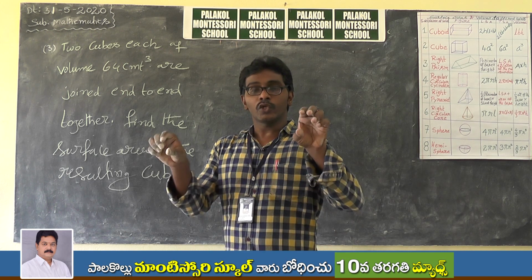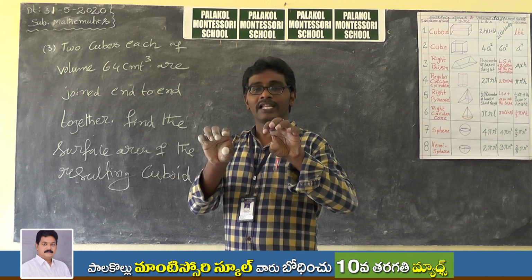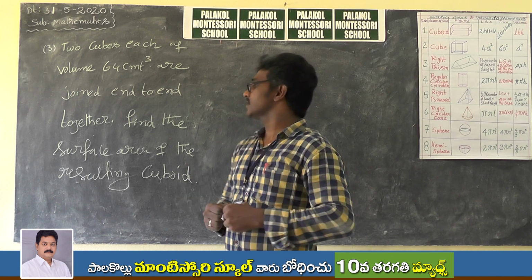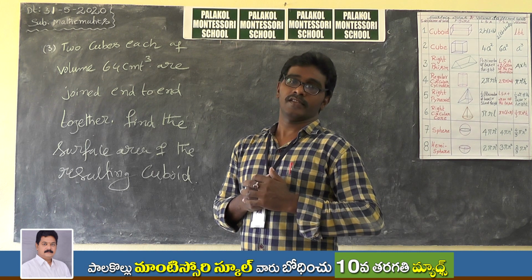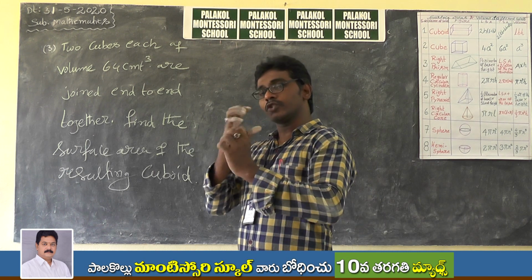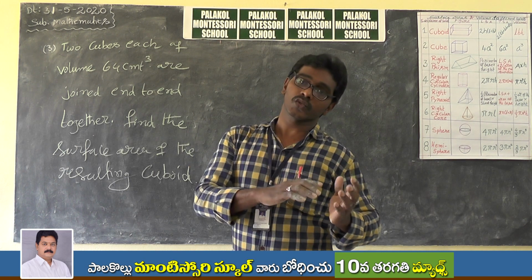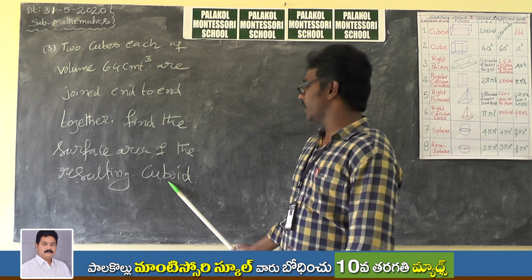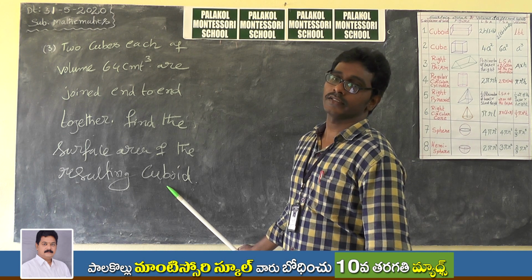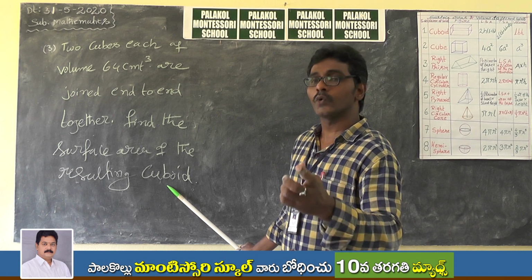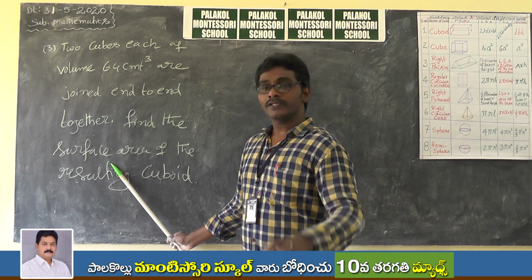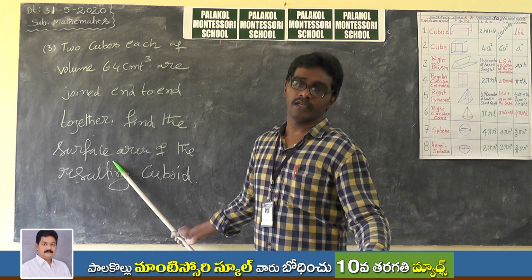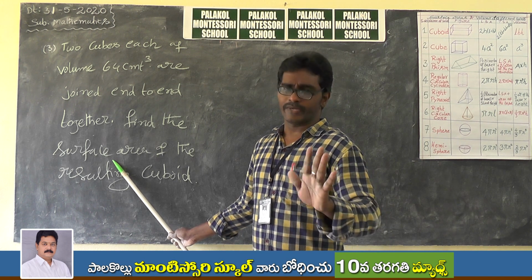When the two cubes are joined end to end, the length is changed. So when the two cubes are joined, they form another solid, a new solid. The solid's name is cuboid. So you find out the cuboid surface area. It's not mentioned whether total surface area or curved surface area, so find both, it's better.